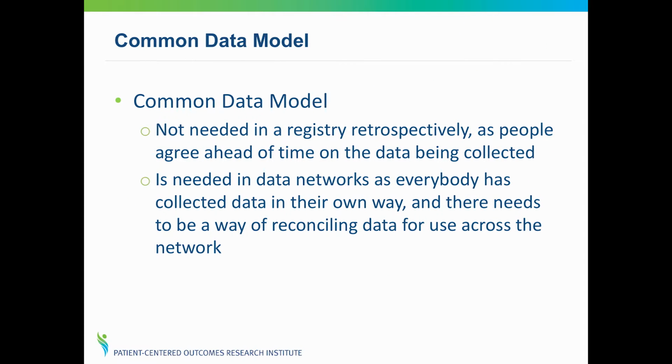So, for example, if we took the standard regarding the common data model, a common data model wouldn't be needed in a registry retrospectively. In other words, people would agree on what data they're collecting. But in a network, everybody's collected data in their own ways, and there needs to be some kind of way of reconciling that. Is that a meaningful difference? That's a really good explanation of that.